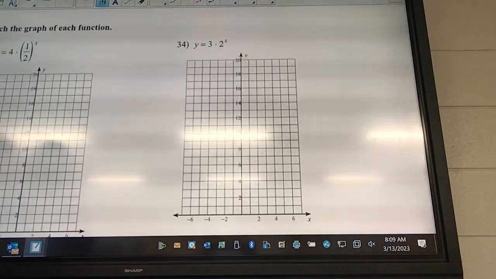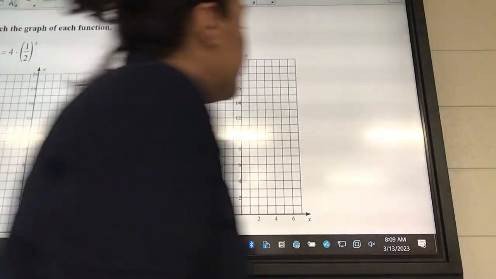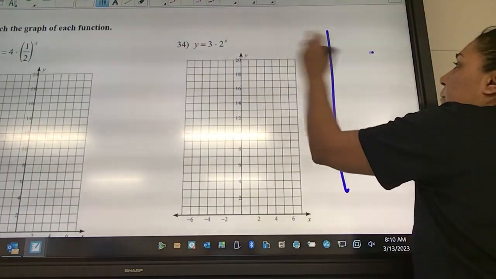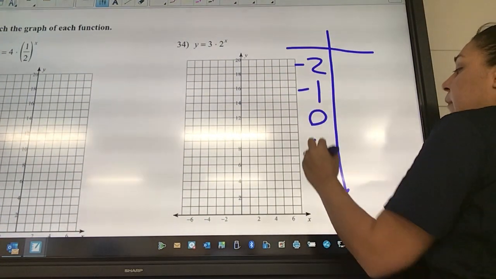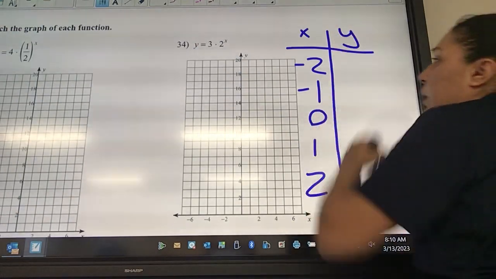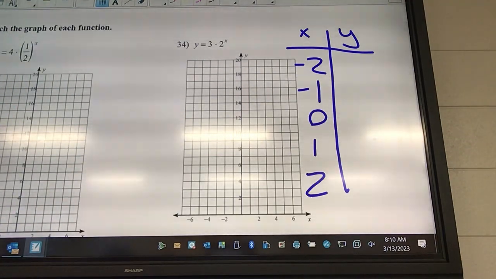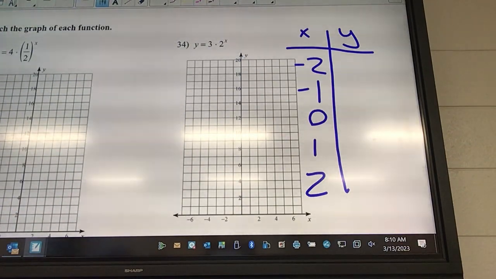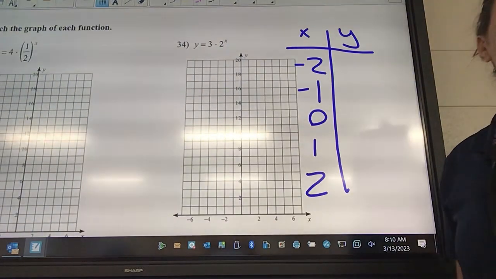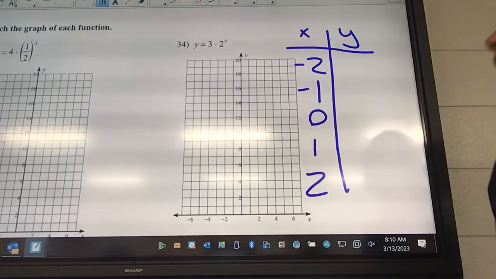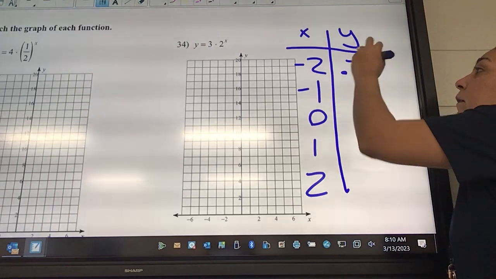Okay, we got this graph here. What numbers are you using on your chart? -2, -1, 0, 1, 2. Perfect. Start typing them in, see what you get. So you should be typing in 3 times 2, and then you hit that power button, and you run through the options of -2, -1, etc. What are you getting for the first one? 0.75.